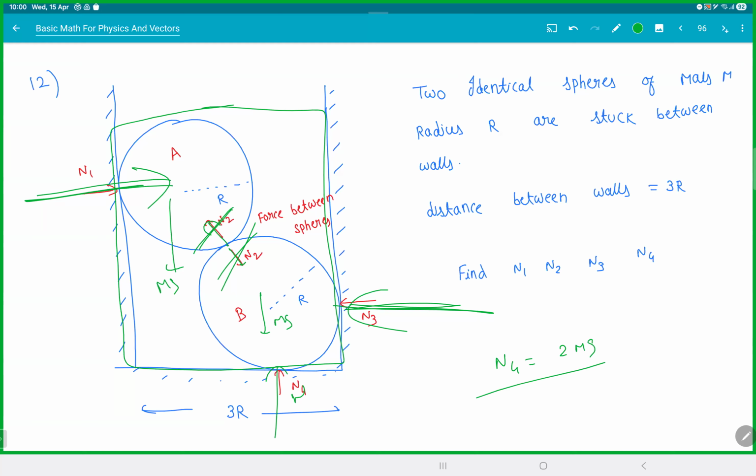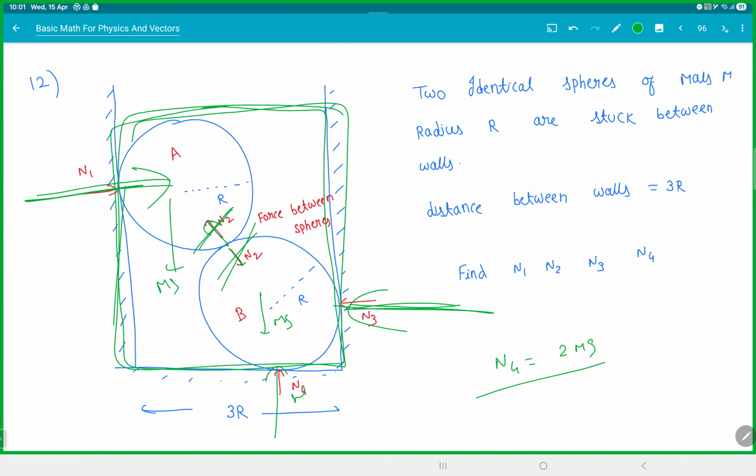Is that making sense? Is that argument making sense? In the vertical direction, there are only three forces, mg, mg, and N4. That's it. There is no other force in the vertical direction. If you take the two balls together, is that logic making sense, everyone? Ananya, that makes sense?